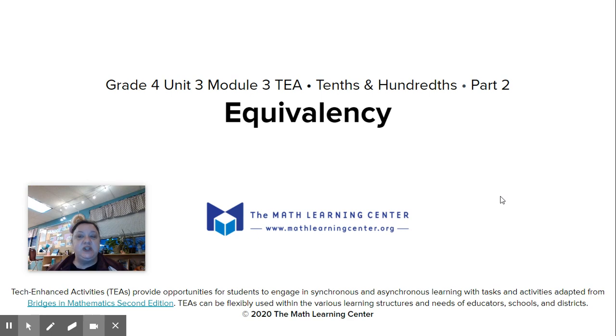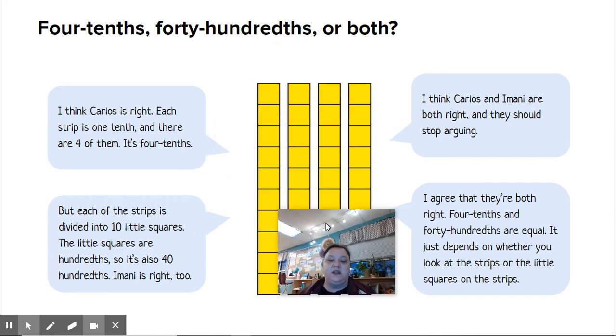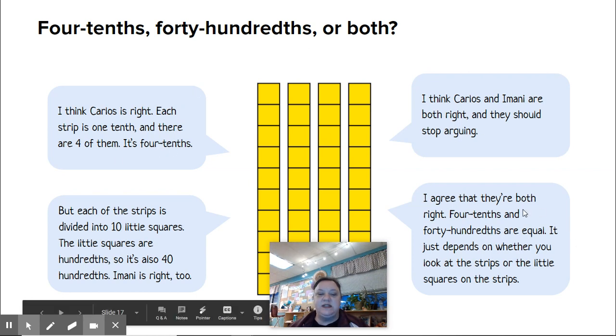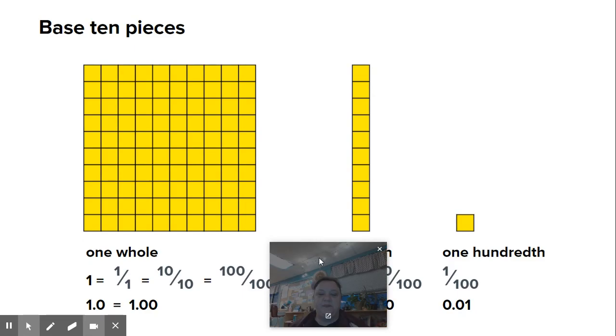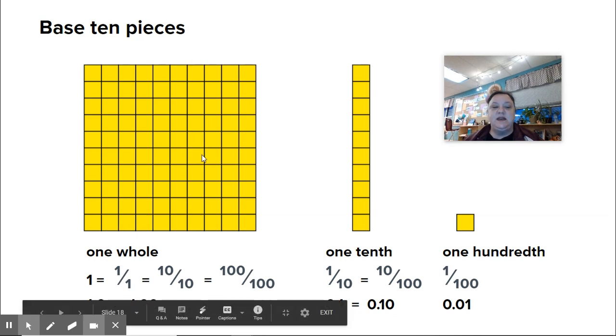So today's assignment just kind of gets you started into decimals. It's not long. You've got a little reading to do with it. 4 tenths, 40 hundredths, or both. And then you have some speech bubbles here about what other kids have said when they're looking at it, what they think. A reminder on the base 10 pieces, this mat is one whole, which is 10 out of 10, 10 tenths, or 100 hundredths.